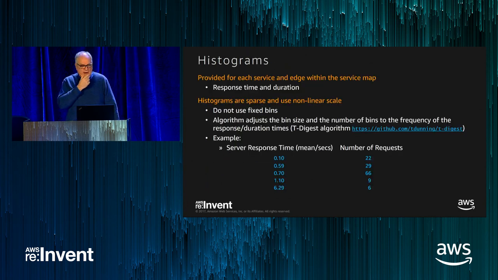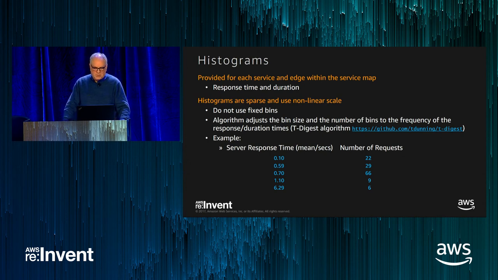Okay, let's talk about these histograms a little bit. As I said, response time and duration. They are sparse and nonlinear in terms of the scale. So basically that means that the histograms do not use fixed bins. So we don't have multiple bins for, say, 1 second, 2 seconds, 3 seconds, what have you. If you did that, many of them would be empty. So instead we use this open source algorithm called a T-digest. Here's the link to it. And essentially what happens is that the histograms are built dynamically to fit the data.